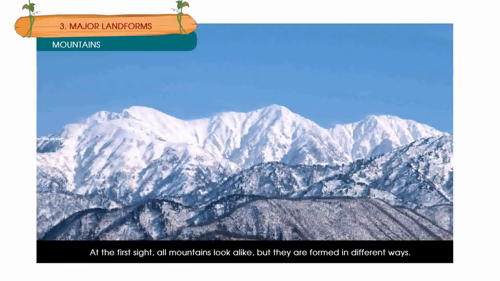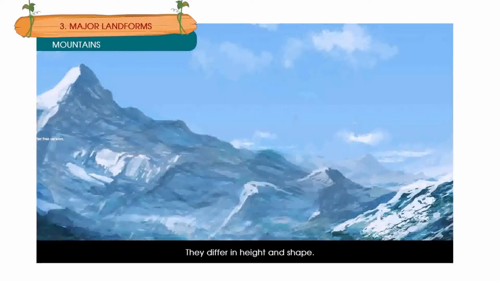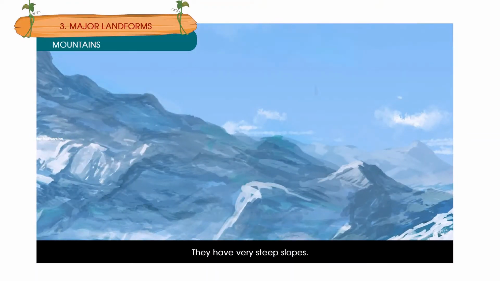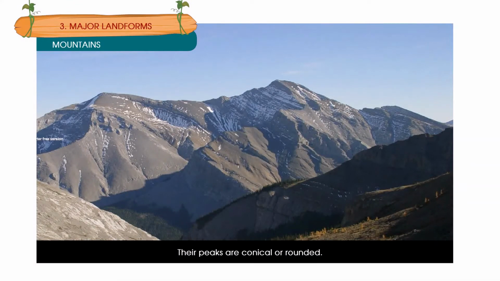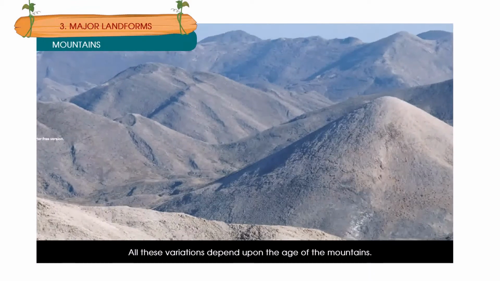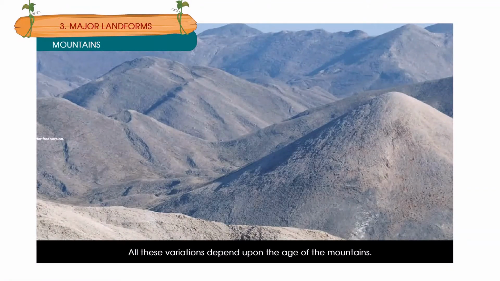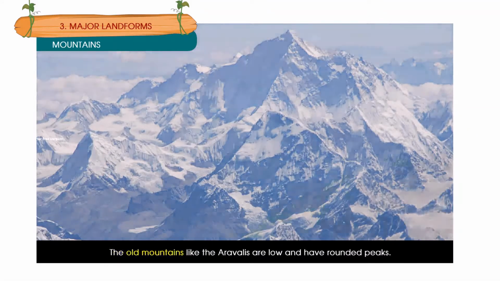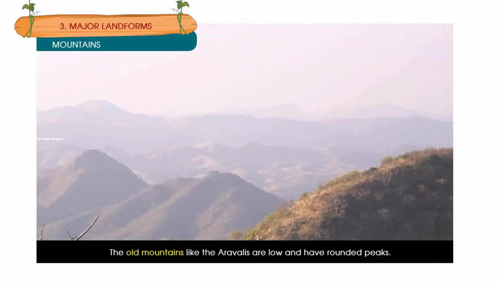At first sight, all mountains look alike, but they are formed in different ways. They differ in height and shape. They have very steep slopes. Their peaks are conical or rounded. All these variations depend upon the age of the mountains. The young mountains like the Himalayas are high and have sharp conical peaks. The old mountains like the Aravalis are low and have rounded peaks.